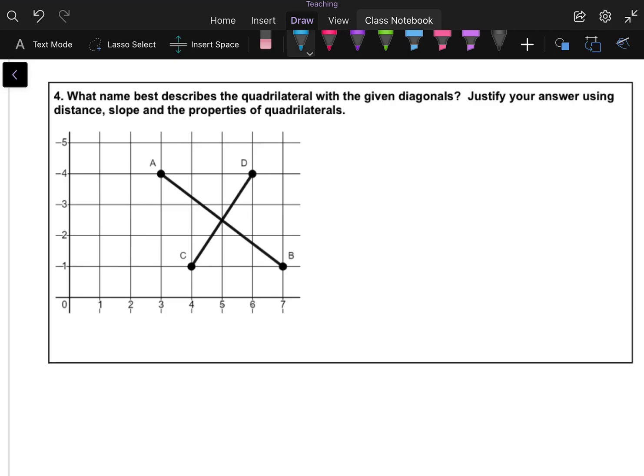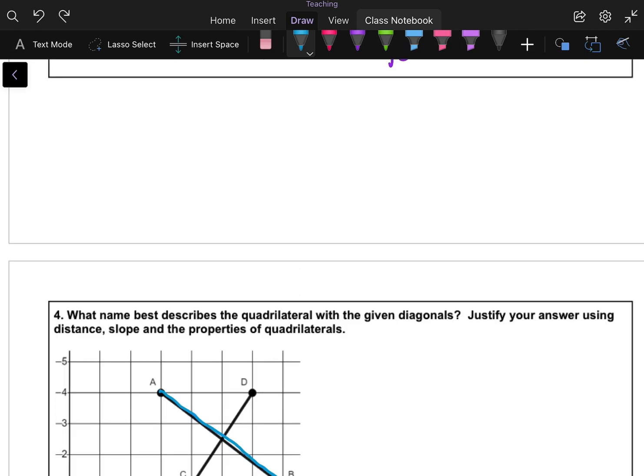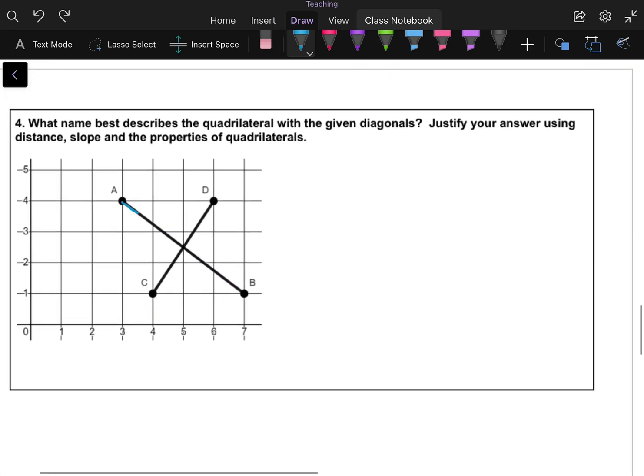All right, so hopefully you're able to give this one a try too. Again, we can take a look at the slope of these diagonals. So let's take a look at the slope of side AB, or the slope of diagonal AB. I'm going down by 3, right by 4. So my slope is -3/4, and that won't simplify.